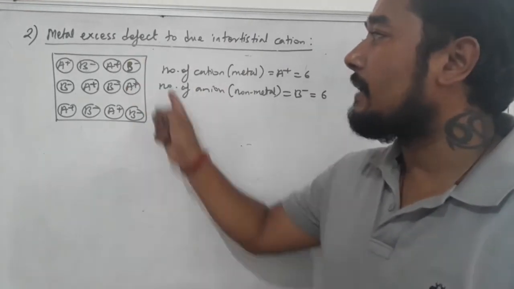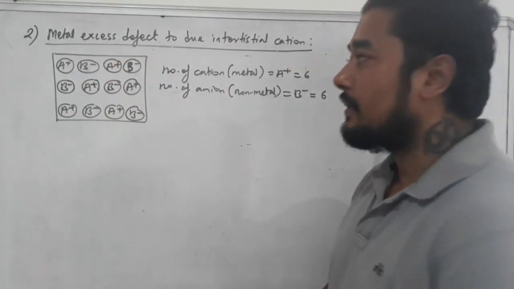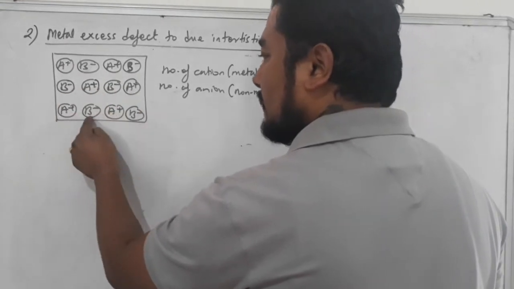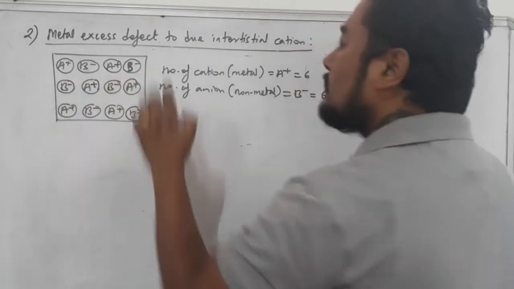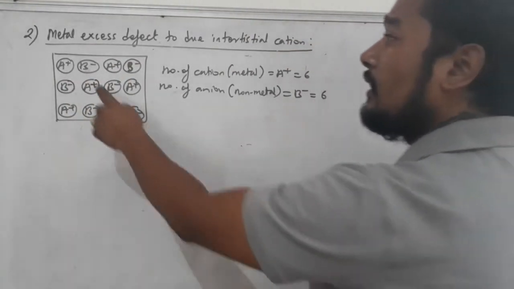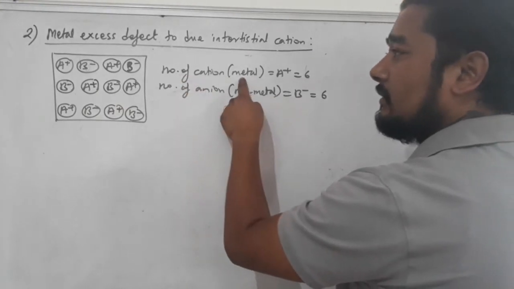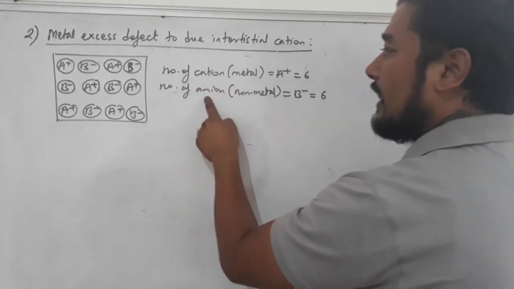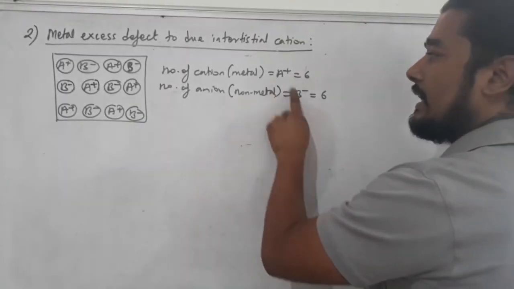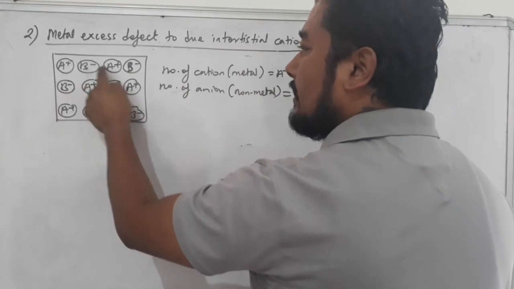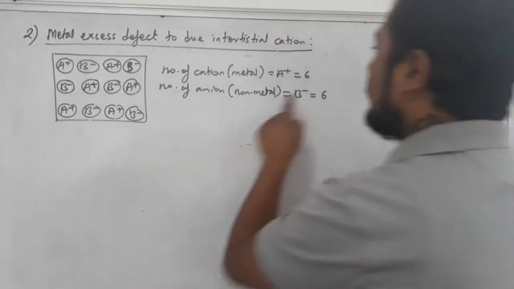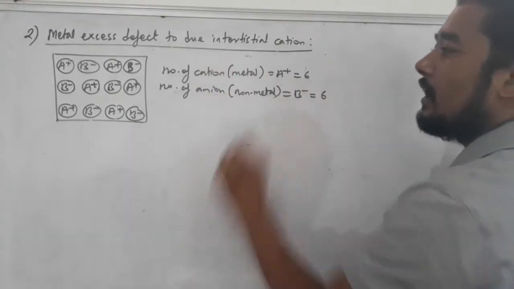Now again, to explain this I am making this structure for you, arrangement A plus B minus A plus B minus, B minus A plus B minus A plus, A plus B minus A plus B minus. So the arrangement is regular, it is in sequence order. If you see, number of cation, metal, because metal forms cation, and number of anion, non-metal, because non-metal forms anion. So number of cation A plus and anion B minus. If you count, cation is 1 2 3 4 5 6 and anion is also 1 2 3 4 5 6. So number of cation and anion is equal right now.